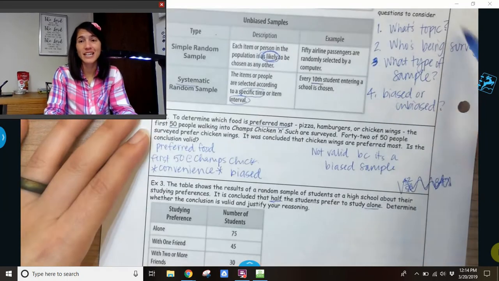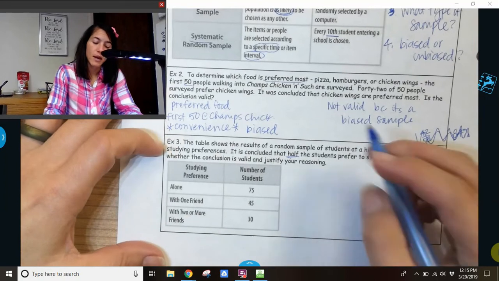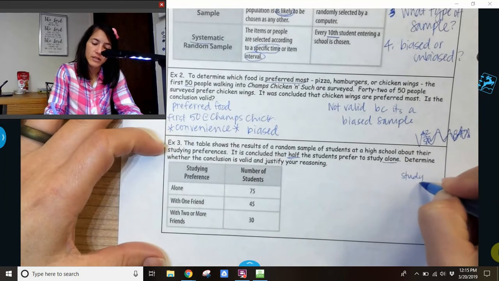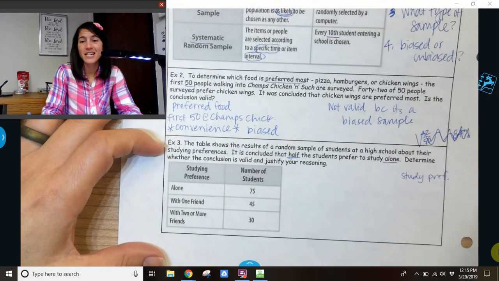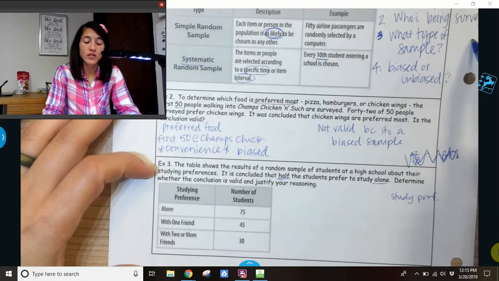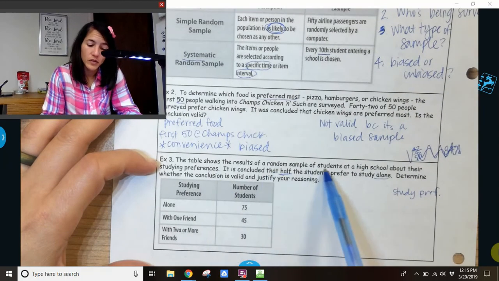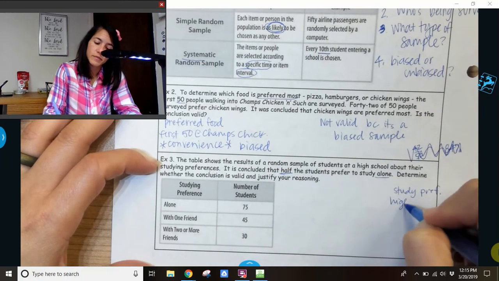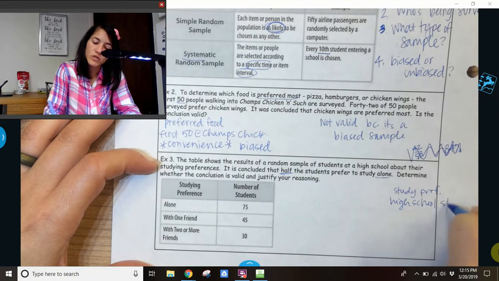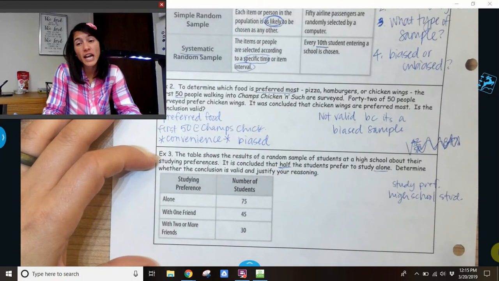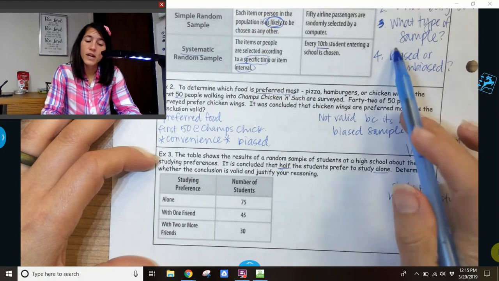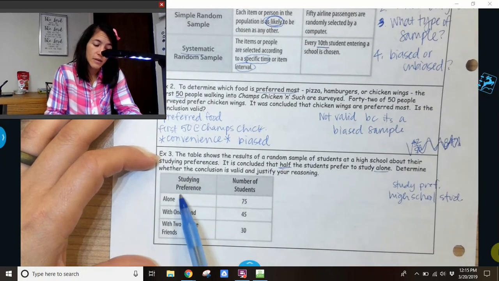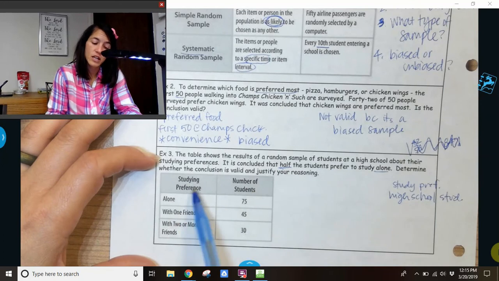So again, my questions to consider. What's the topic? The topic is study preference. Who's being surveyed? Well, a random sample of students at a high school. So high school students. It doesn't say what grade, it just says high school students. The table shows study preference: alone, with one friend, with two or more, and then the number of students. It doesn't tell me what grades these students are in.